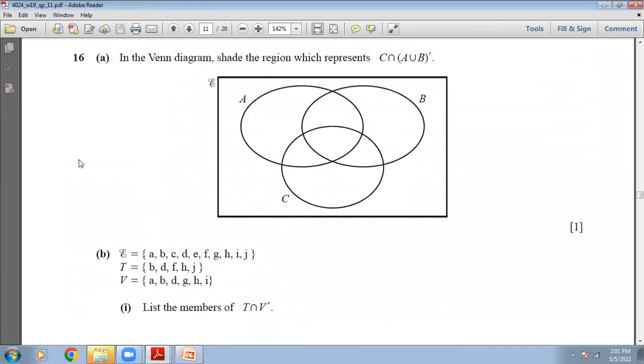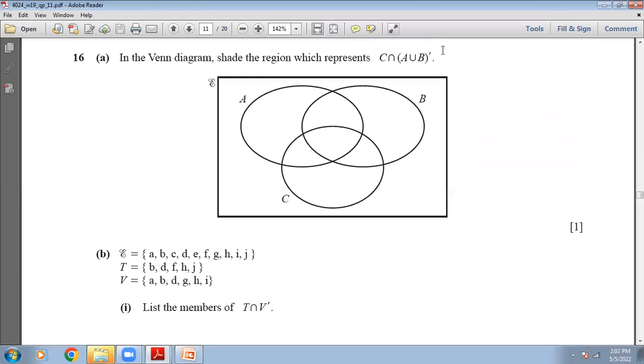Okay. So we are going to the next question. That's question number 16. In question number 16, he says, in the Venn diagram, shade the region which represents C intersection, bracket, A union B, bracket close, whole complement. So it means that A union B complement means you have to remain outside of A and B.